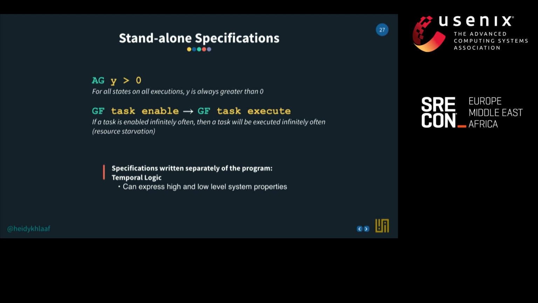You can also define higher level specifications in temporal logic. In this case, GF task_enabled implies GF task_executed. What this is saying is if a task is enabled infinitely often, then a task will be executed infinitely often, aka resource starvation, right? People who work in distributed systems are familiar with this. If you have a task that requests a resource, you must eventually give it that resource.